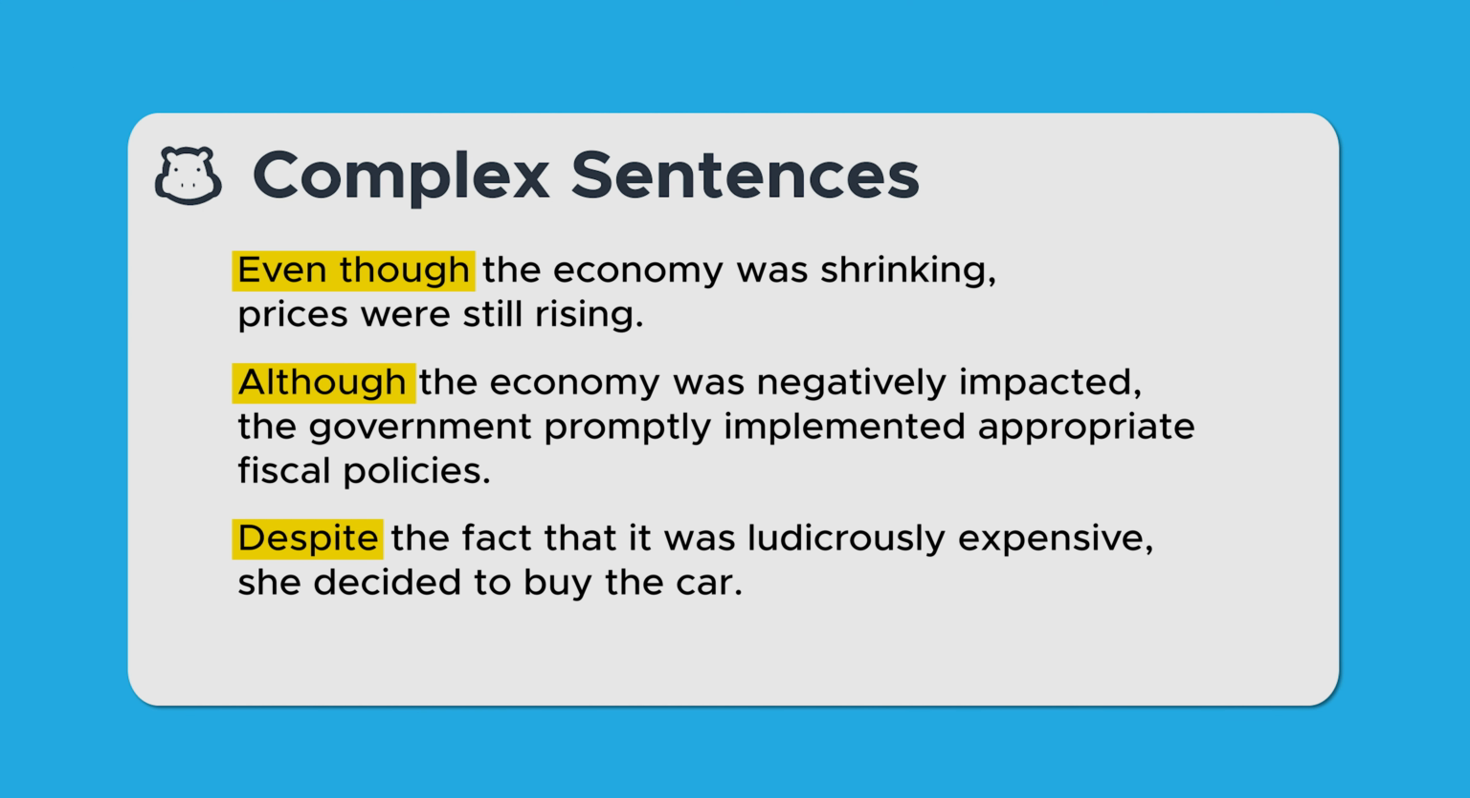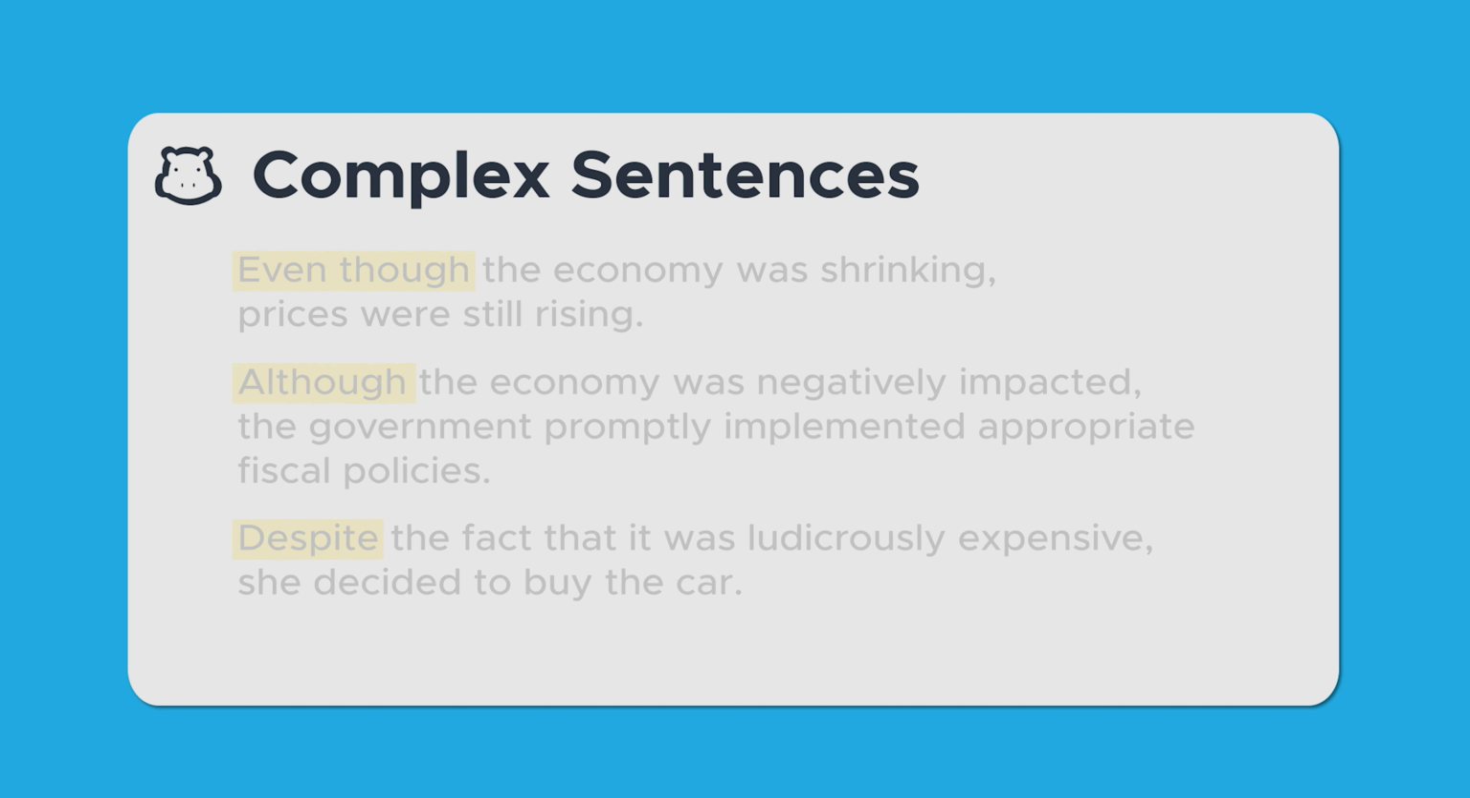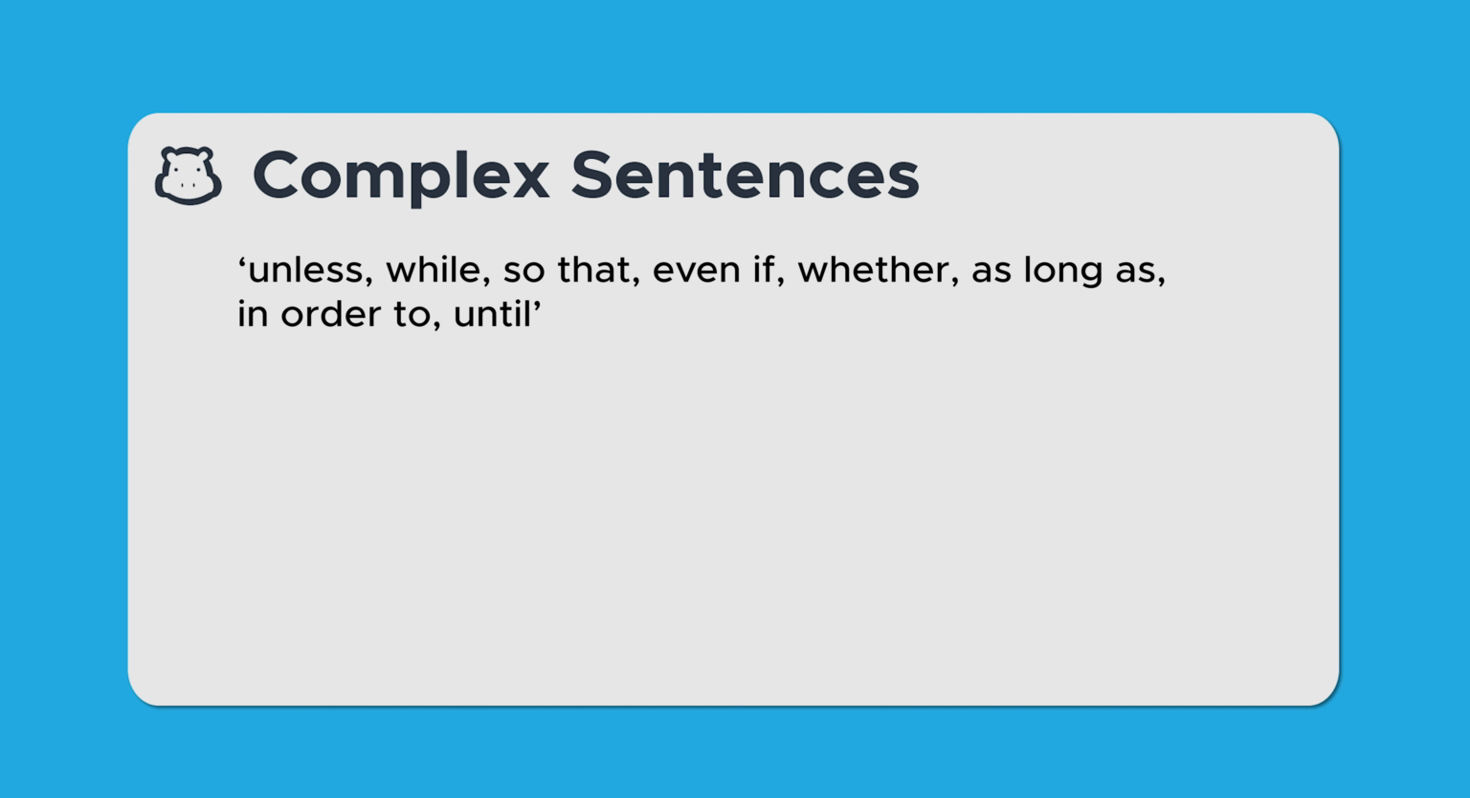Here, we've highlighted the subordinating conjunctions. They include even though, although, and despite. Notice that if we remove them, the sentences no longer make sense, right? None of these looks quite right. Here are some other common subordinating conjunctions: unless, while, so that, even if, whether, as long as, in order to, until.